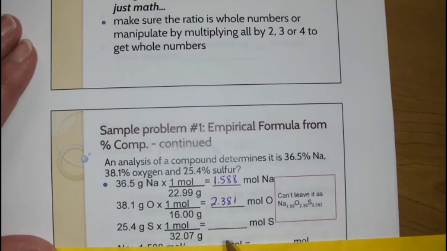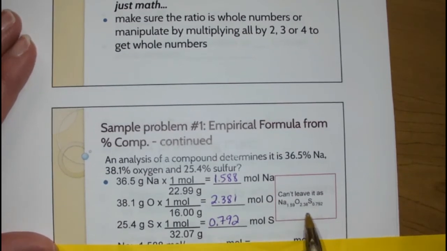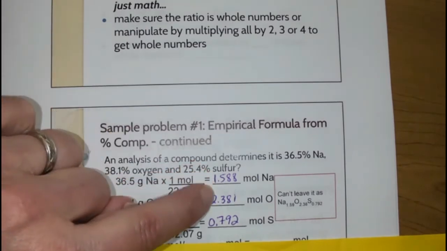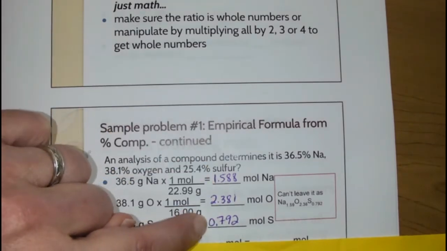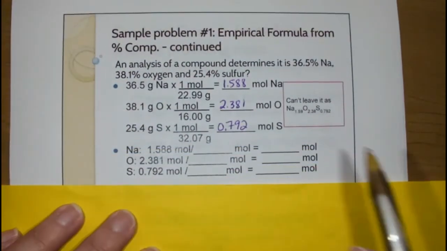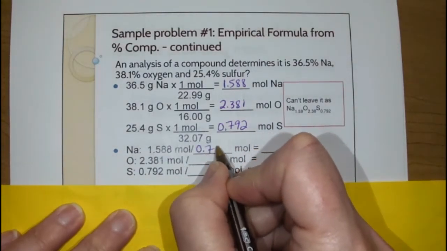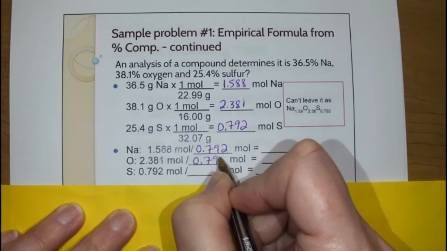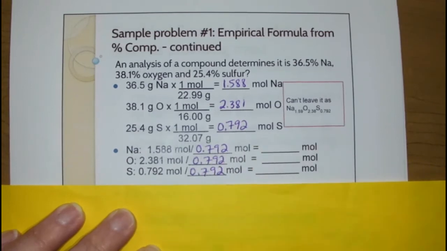And for sulfur, we change it to moles and we get 0.792. So we've found what the ratio is, but we can't write a formula like this because this says sodium 1.59, oxygen 2.38, sulfur 0.792. So we've done the work to find out what the ratio is. We have it, but we need to change it to whole numbers. So what we're going to do is look at our ratio, find the number that's the lowest number, and divide each of them by that lowest number. So this is our lowest number here. So we're going to take this one divided by the lowest number, this one divided by the lowest number, and this one divided by the lowest number.